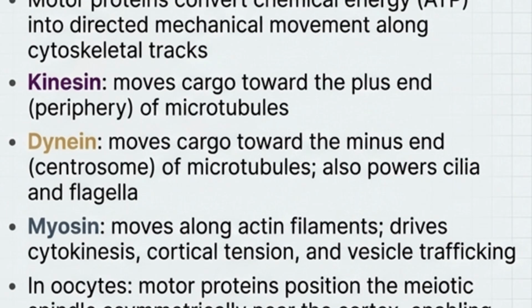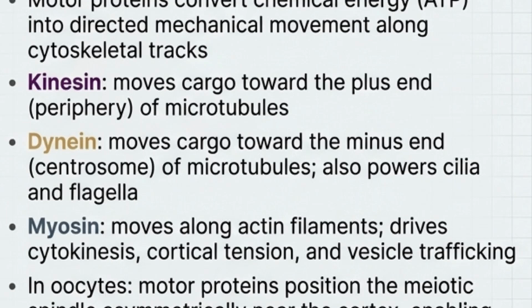Dynein also powers ciliary and flagellar beating, a function with direct clinical relevance, since primary ciliary dyskinesia, a condition involving dynein arm defects, can cause male infertility through impaired sperm motility.